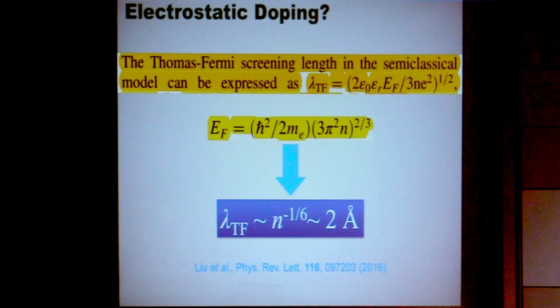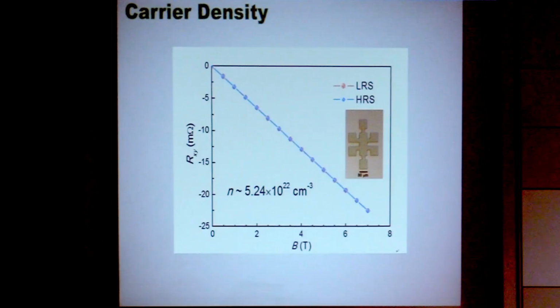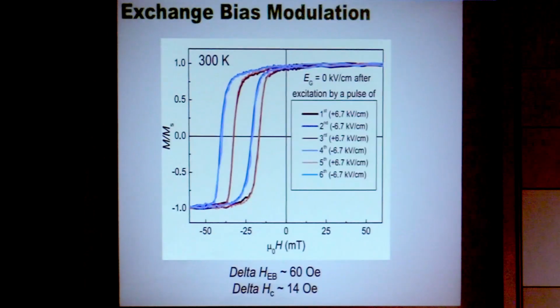If you have electrostatic doping, the Thomas-Fermi screening length for this material is very short, only around 2 angstrom. But our film thickness is around 40 nanometers, so it's quite far away from the total thickness of our thin film. We also measured the carrier density of our thin film at the high and the low resistance state, and it turns out there's almost no measurable change.